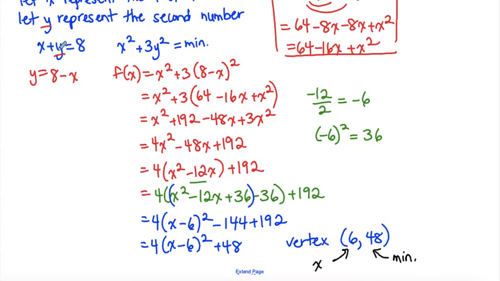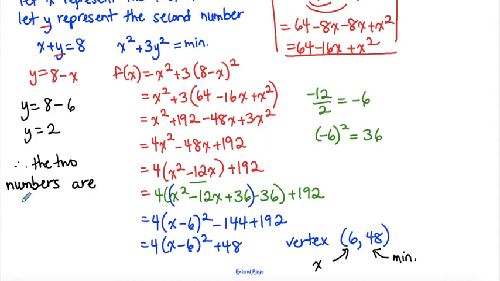We also know that x plus y has to equal 8 as well, okay? So if x is 6, then we can find out what y is going to be. We're going to take our value of 6 and substitute it back into this equation. So x is 6, so 8 minus 6 is equal to 2. Therefore, the two numbers are 2 and 6.